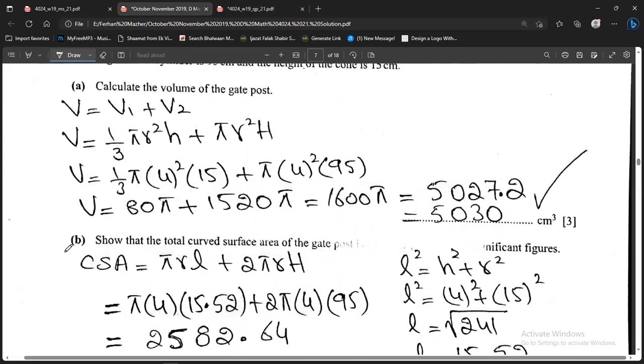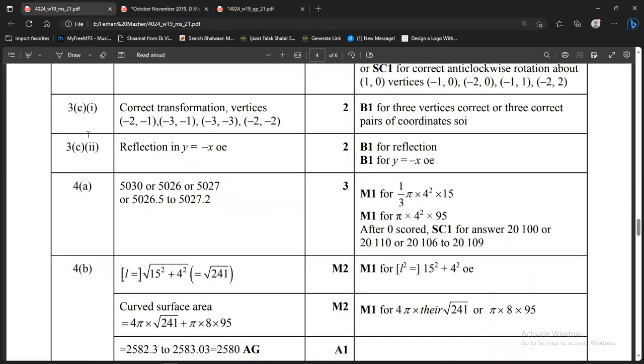So the total volume of this solid will be the volume of the cone plus the volume of the cylinder. Volume of the cone is 1/3 pi r squared h, and the volume of the cylinder is pi r squared h. So 1/3 pi 4 squared multiply 15 plus pi 4 squared multiply 95. And that will be 80 pi plus 1520 pi, that is 1600 pi. So in your calculator, you enter 1600 multiply pi and you get 5027.2. So when you round it off, it will be 5,030. That is the right answer.